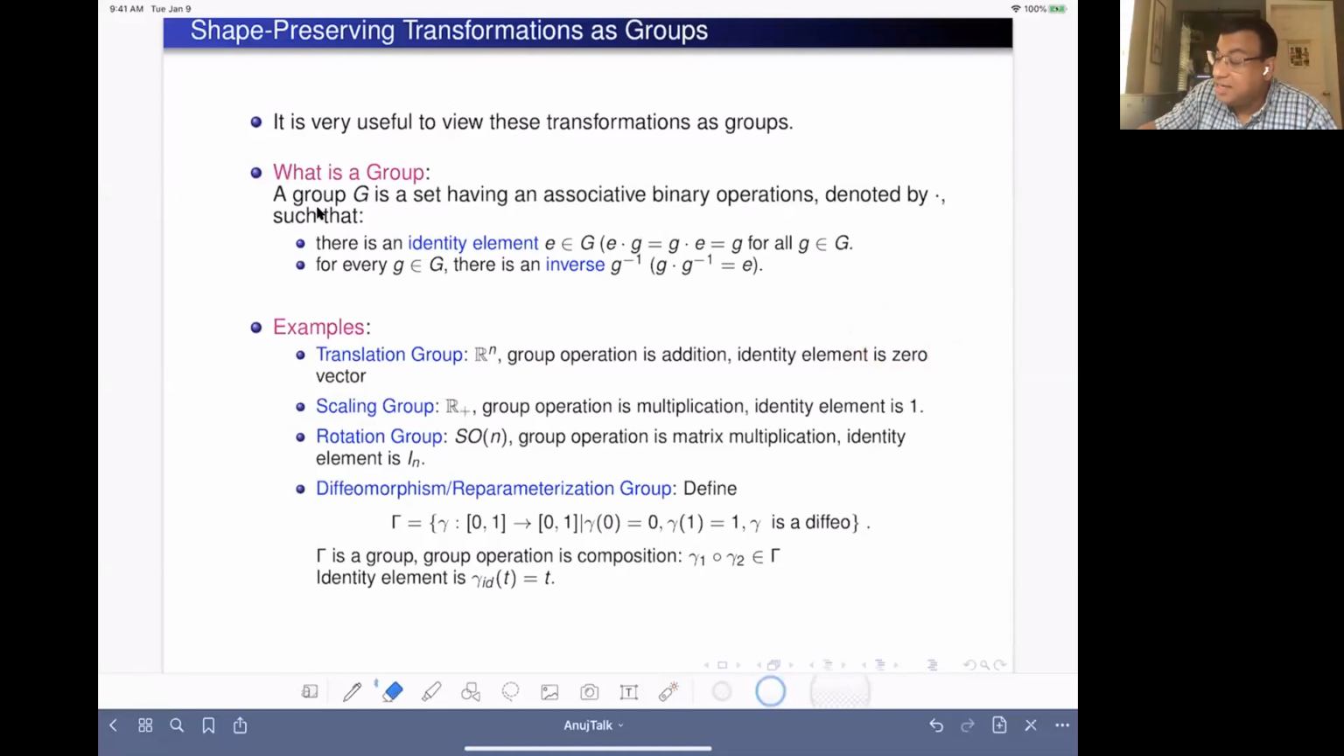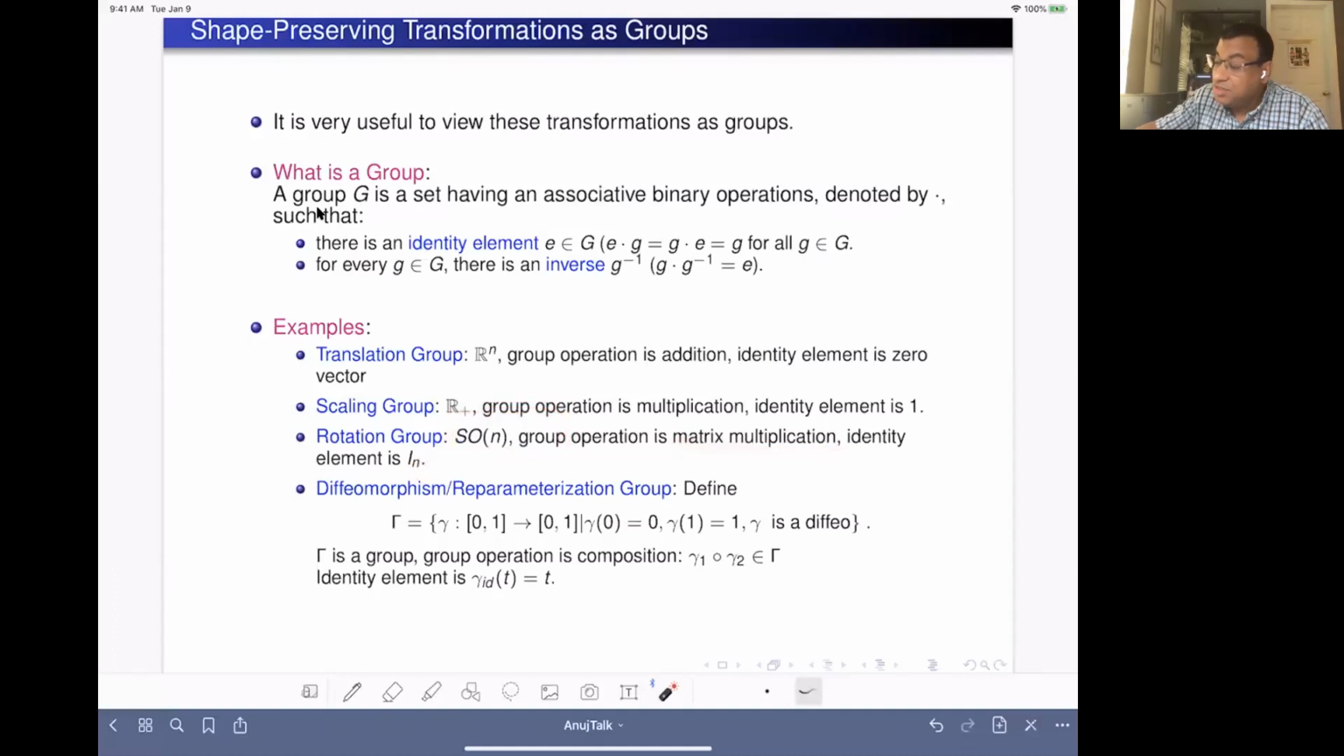Similarly, scaling. Scaling is the set of positive numbers, and the group operation is multiplication. If I take two positive numbers and multiply, I still get a positive number. The identity element is +1. If I multiply any number by +1, nothing changes. This is an interesting group, the group of all n by n rotation matrices. This is also a group, the operation is matrix multiplication, and its identity element is the identity matrix of that size.